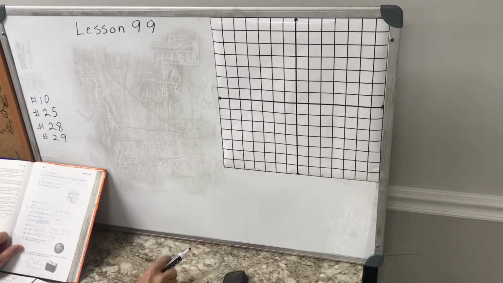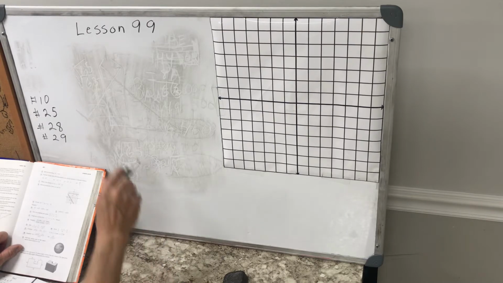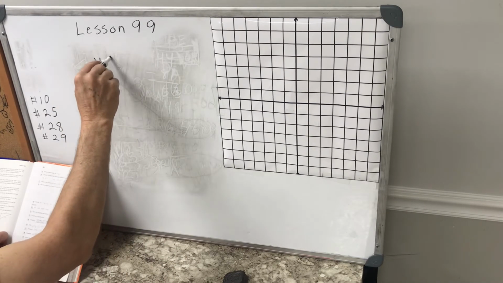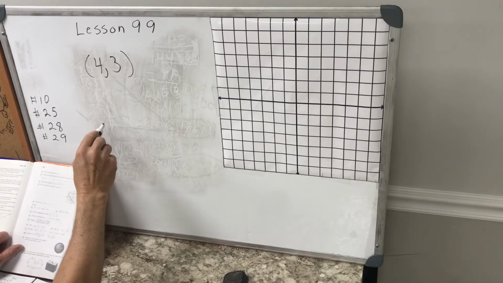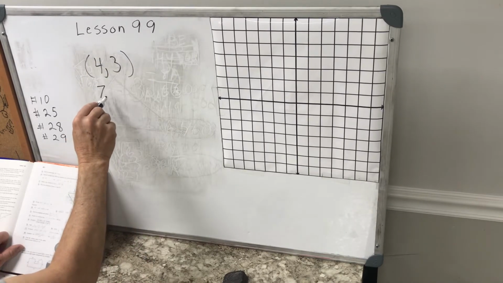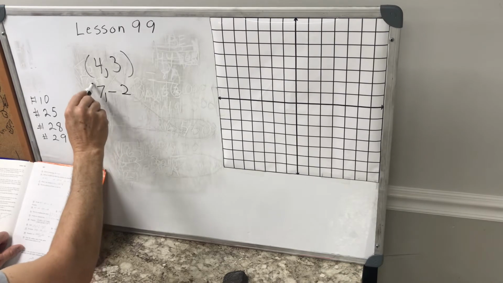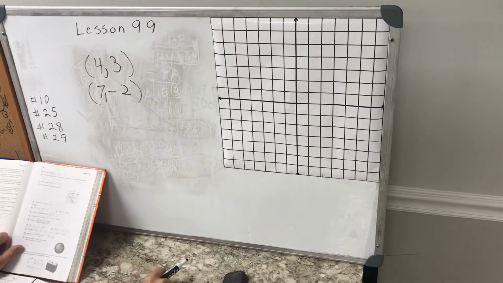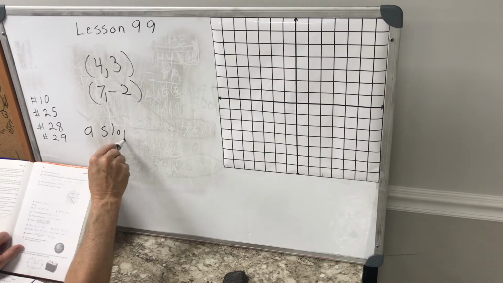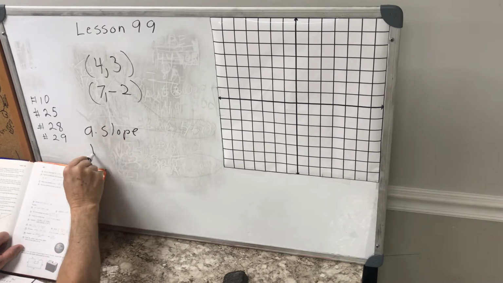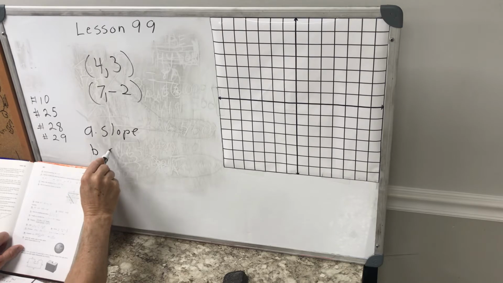Going to number 10. You do have the graph. You stamped that, but I wanted to do this morning without the graph. I want to see if you can understand what I'm doing here. The points are 4 and 3, and 7 and negative 2. I will show you how to do this if you did not have a graph. On A, we find the slope, and on B, we find the distance.